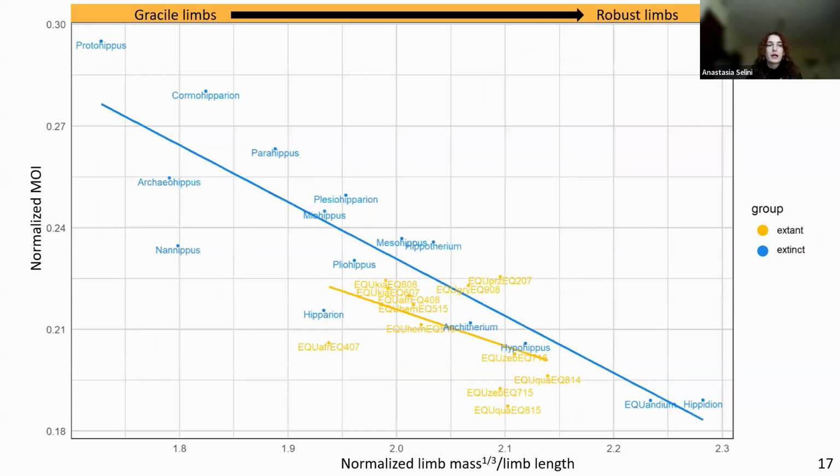Here is another way to visualize it. The normalized moment of inertia can be seen to decrease with the increased ratio of limb mass to limb length, which means that on the left we can see the more gracile limbs, and on the right the more robust limbs, and the moment of inertia decreases.